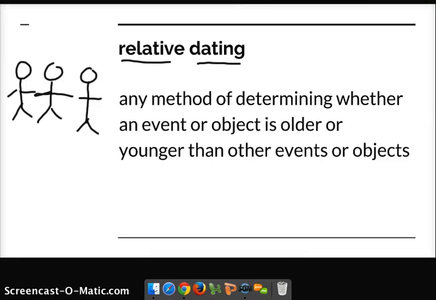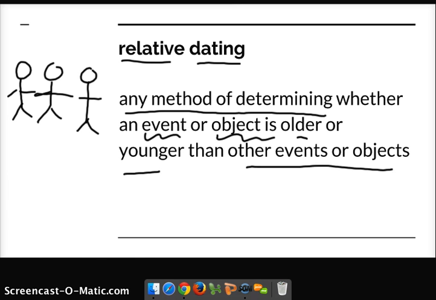All right, students, so here is some vocabulary in order to begin our new unit. Our first word is relative dating. Students, this means any method of determining whether or not an event or an object, or a person for that matter, is older or younger than other events or objects.